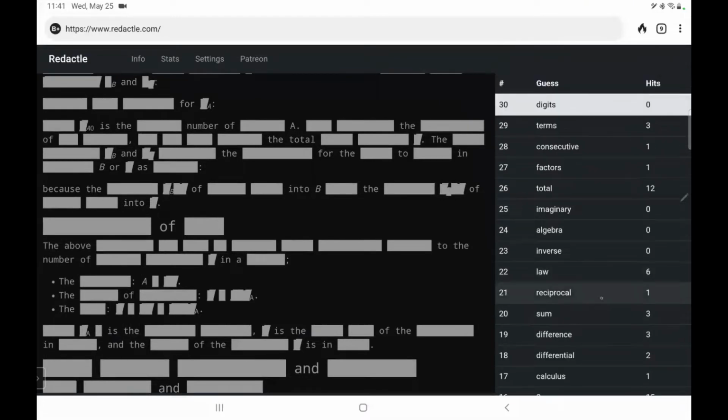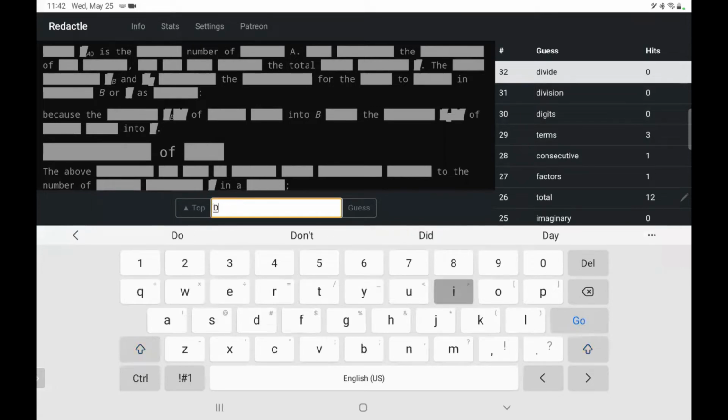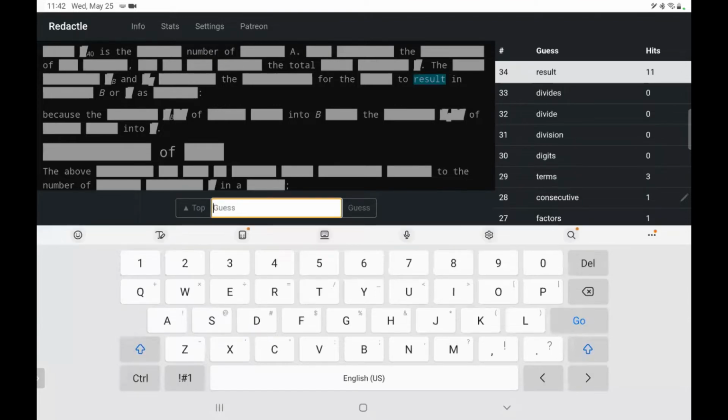We haven't done any division words, so let's try division itself. Divide, divides. Result. Okay.